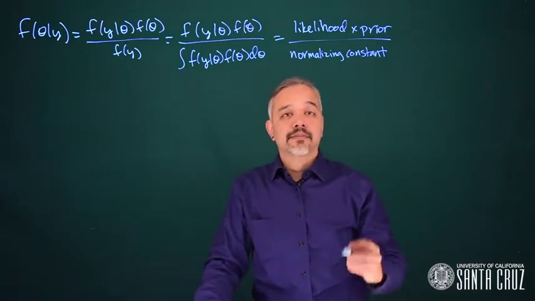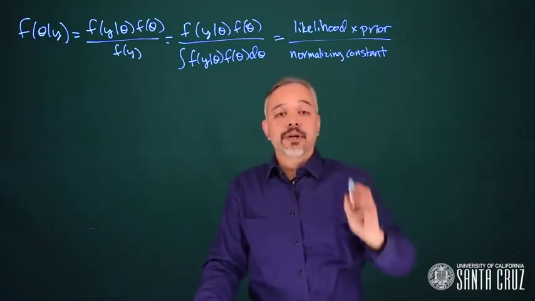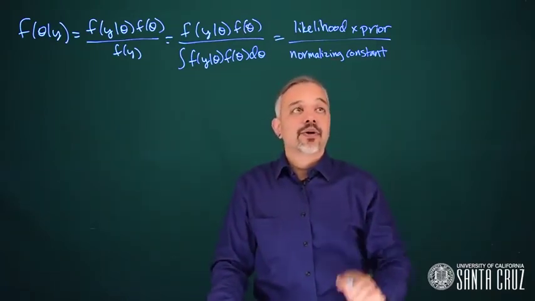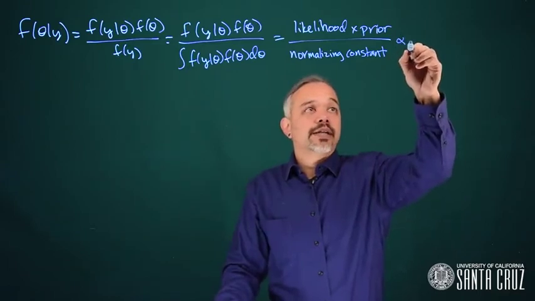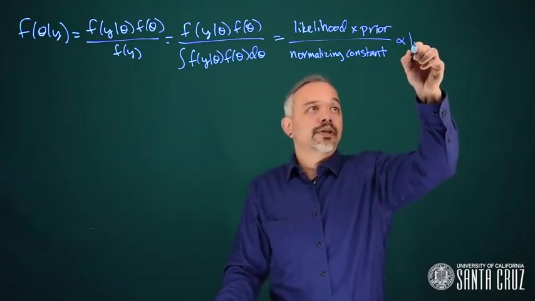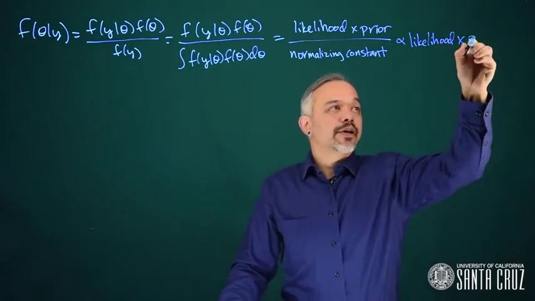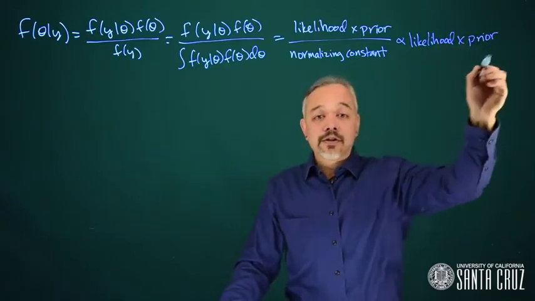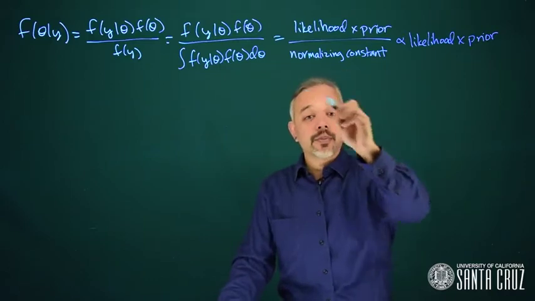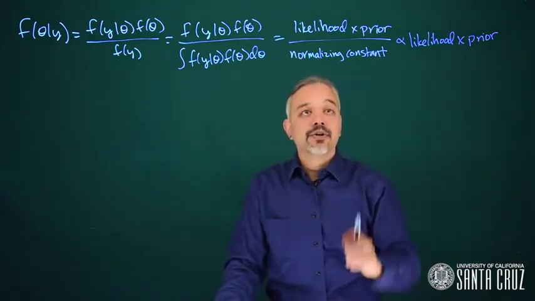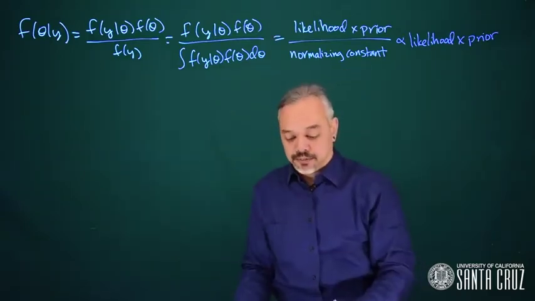In practice, sometimes this integral can be a pain to compute. And so we may work with looking at saying this is proportional to the likelihood times the prior. And if we can figure out what this looks like and just put the appropriate normalizing constant on at the end, we don't necessarily have to compute this integral.